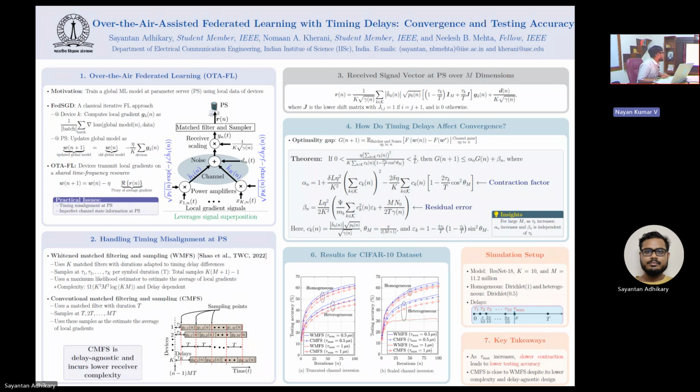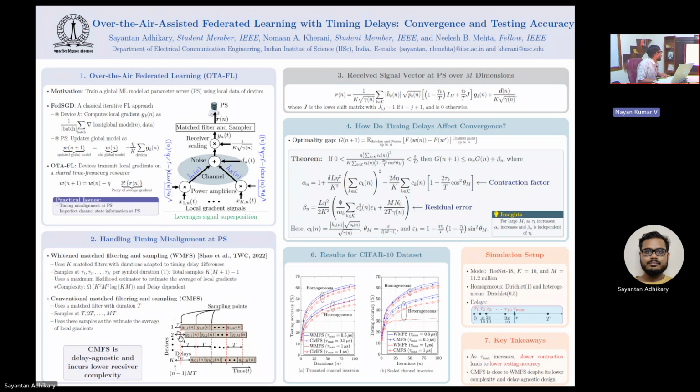Several people have looked into this system of misaligned federated learning, and they use a match filter called a whitened match filtering and sampling scheme. In this scheme, you use K match filters, where K is the number of devices, so that many match filters you need. Each match filter has its duration adapted to the timing delay differences. For example, if the delays are tau 1, tau 2 to tau K, the first match filter timing will be tau 2 minus tau K. So it will be here.